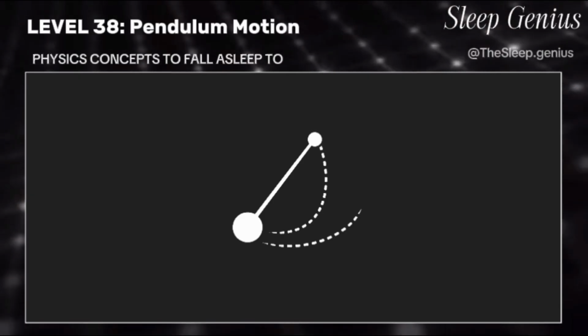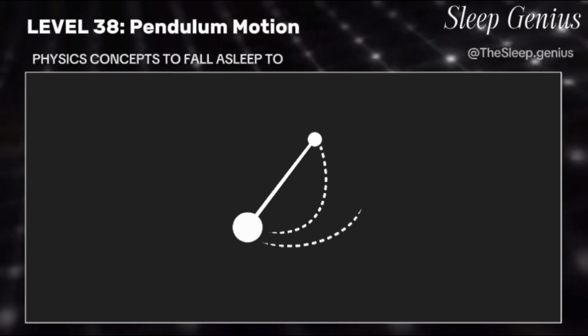Pendulums exhibit repetitive swings with constant periods. The motion is predictable, and small deviations follow harmonic rules. Observing patterns helps measure time and study forces.